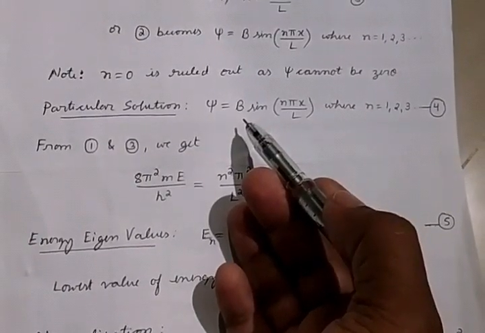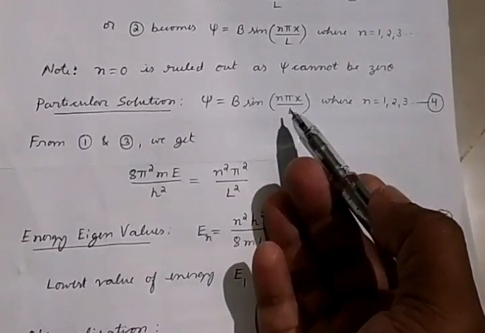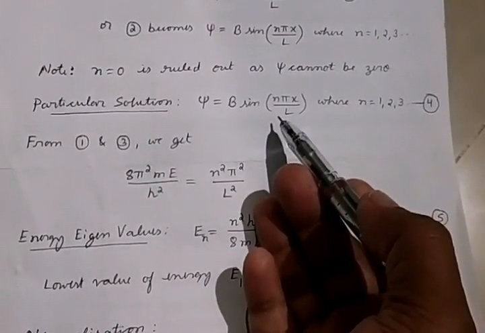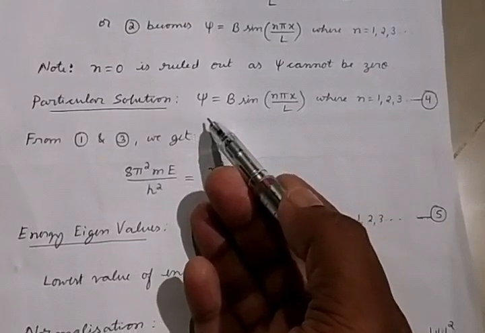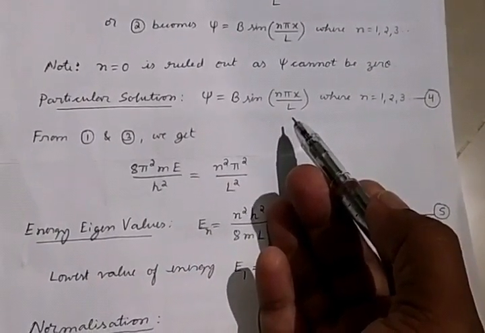Now let us see the normalization procedure which we have to do for the particular solution which we obtained. So we got the particular solution psi is equal to b sine of n pi x by l. But according to quantum mechanics, this wave function is not yet ready to use. We have to calibrate it or normalize it.